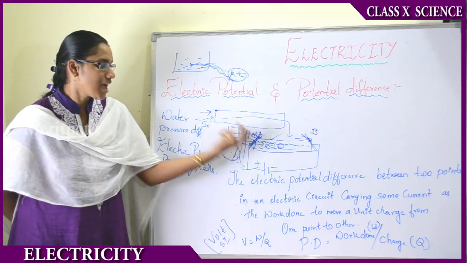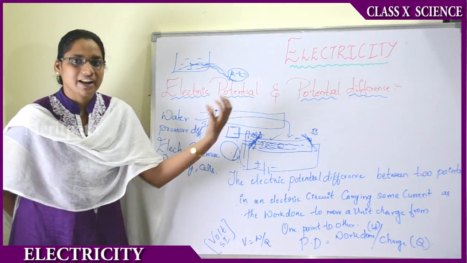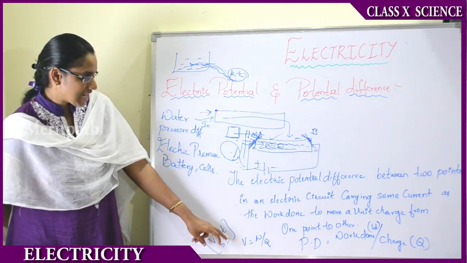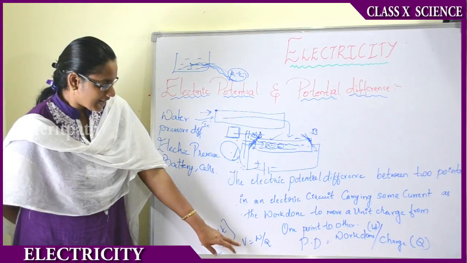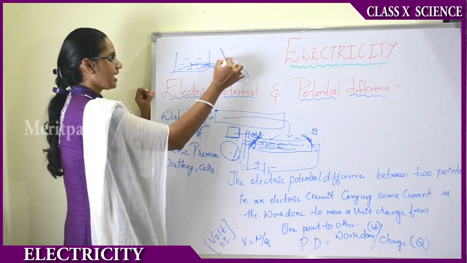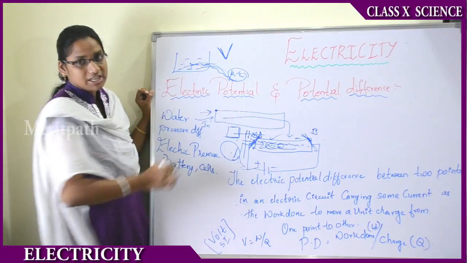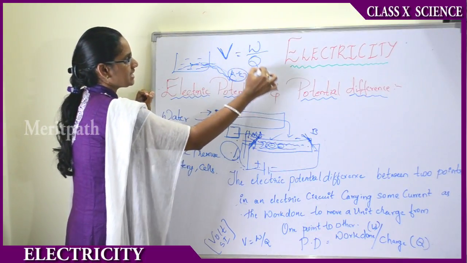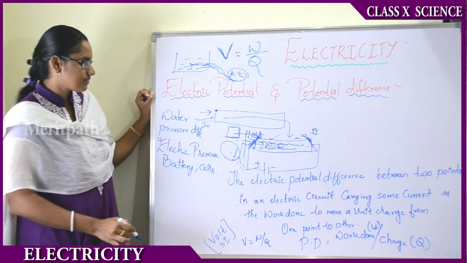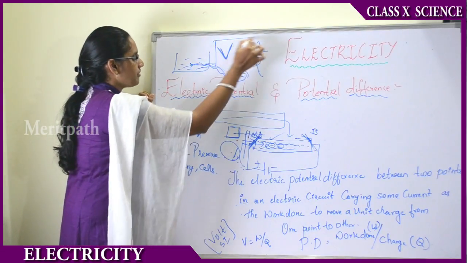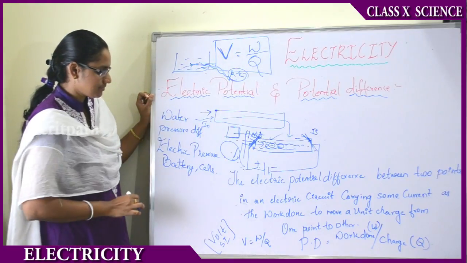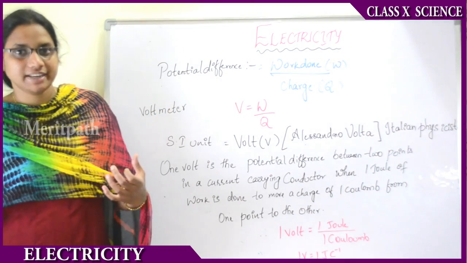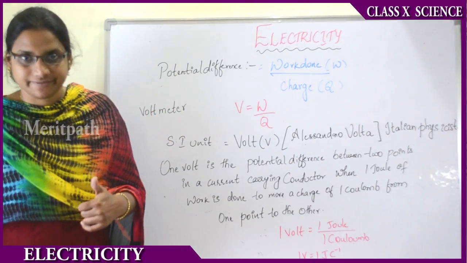The rate at which work is done in order to move these electrons by the potential difference is known as the potential acting on these electric conductors, and it is defined as V. The symbol V is denoted for potential difference between two ends, and it is noted as W by Q, that is work done to move one charge. This is the formula for potential difference.